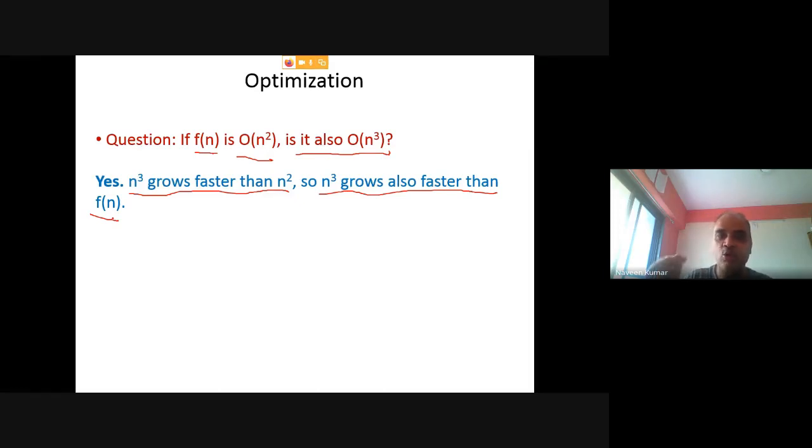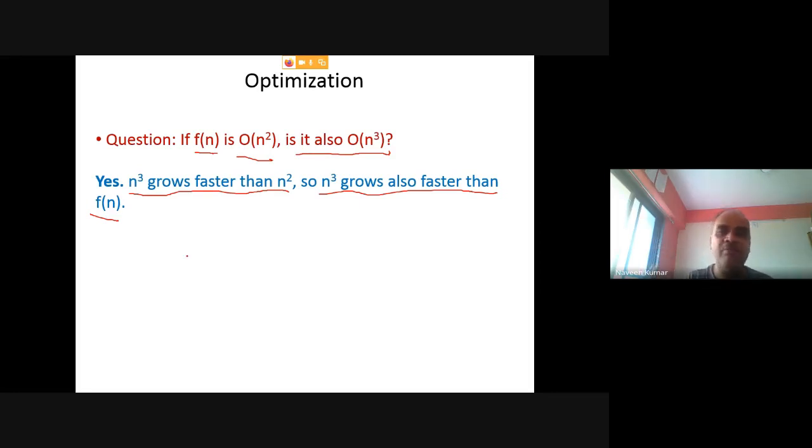Since n cube grows faster than n square. So initially when you say f(n) is order of n square, you are saying indirectly that the growth of the n square function is faster than f(n). And n cube function growth is actually greater than n square. So ultimately you are saying that n cube growth is faster than f(n). That is what we are capturing using big O notation, correct?